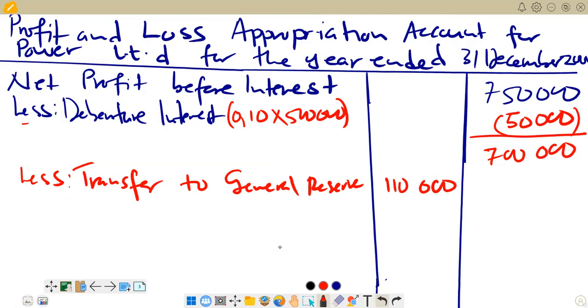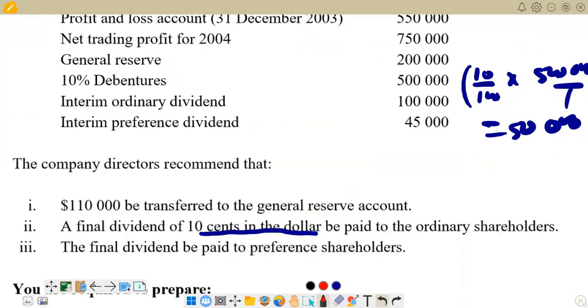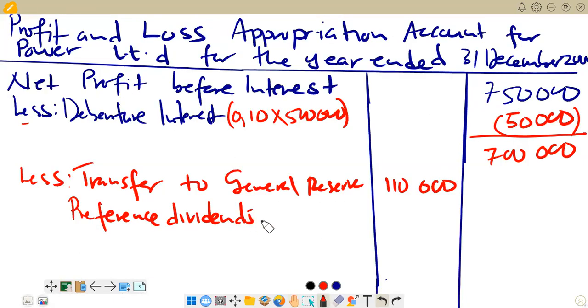Right. And also we have got dividends that are there. Let's start with preference dividends. We check whether we've got interim and final. We have both interim and final if they are there. Obviously, the information on interim we can find there. The interim preference dividend we are given is 45,000, so we can put that one. Preference dividend, interim, 45,000.